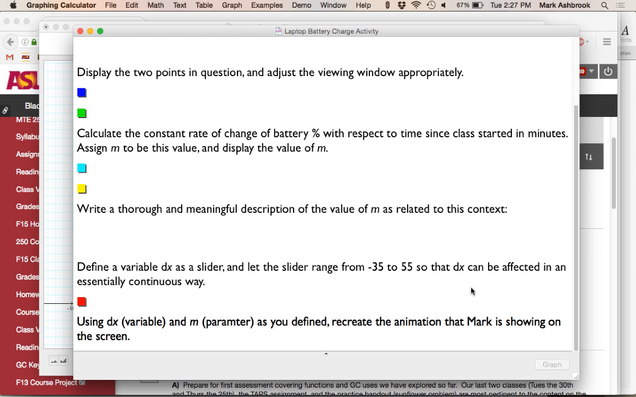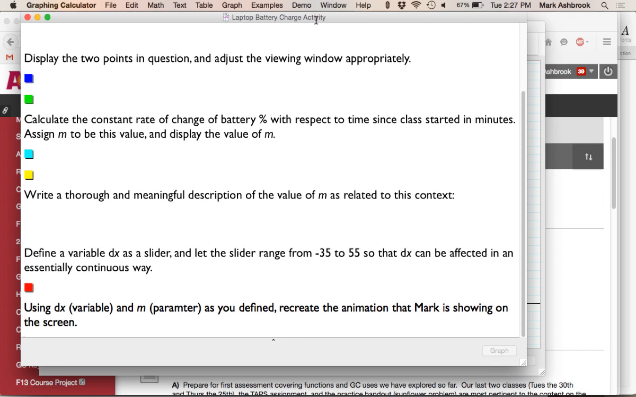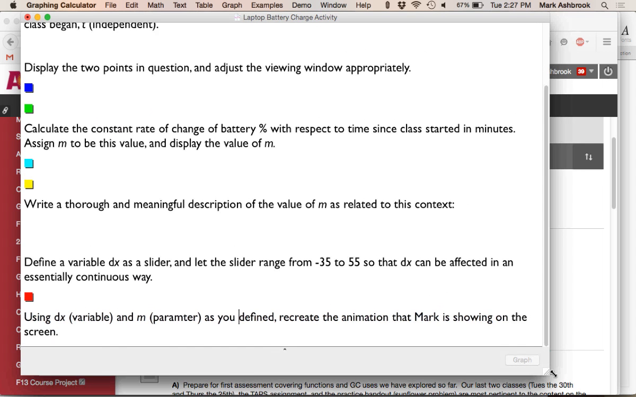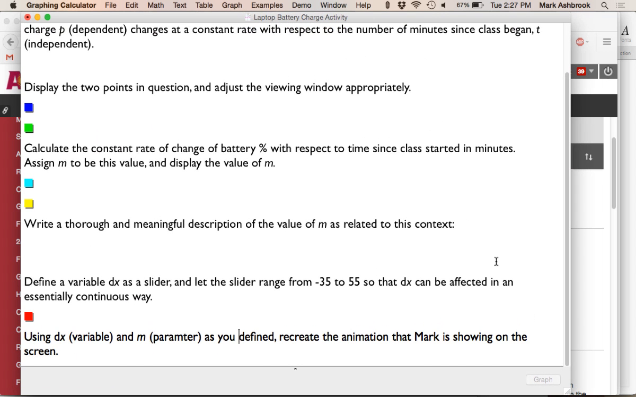Okay, it should look like this. So now we're going to put a bunch of stuff together from class today, okay? We're going to put a bunch of stuff together.